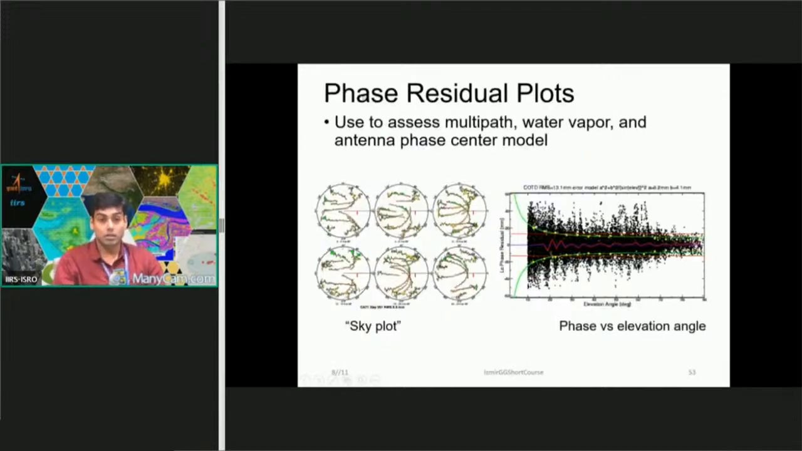And this is the slide which clears up the phase residual plots. So here you can see how the error is reducing with the increasing of elevation angle. So if you are having data with this range of elevation angle, it will have less error, less phase error. And also if you have long period data, you will have less phase error and more information.